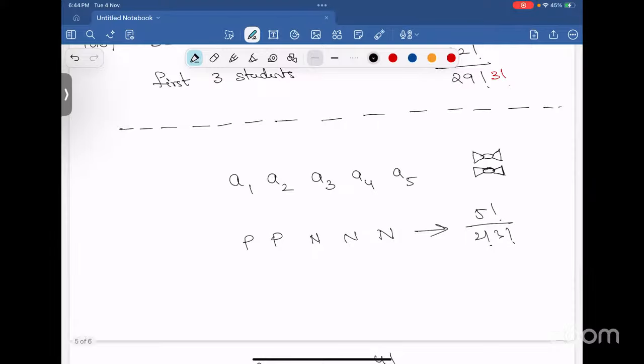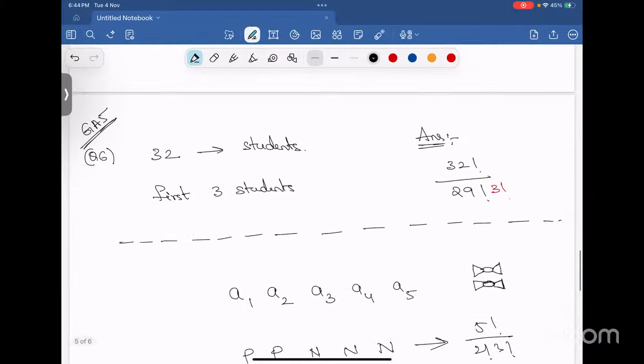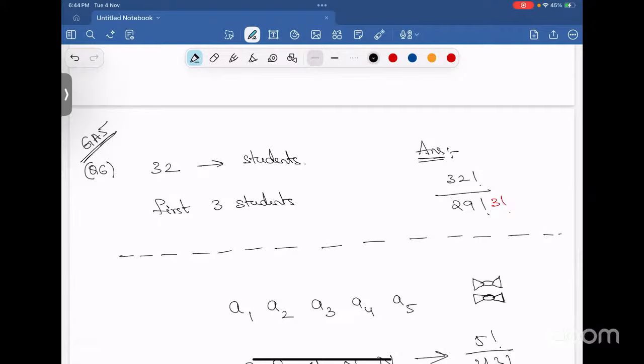Correct? Similarly, if it is 32 students and 3 students will be awarded, 29 students will not be awarded. All 29 are the same and these 3 are the same. So it will be 32 factorial divided by 29 factorial into 3 factorial. Got it?